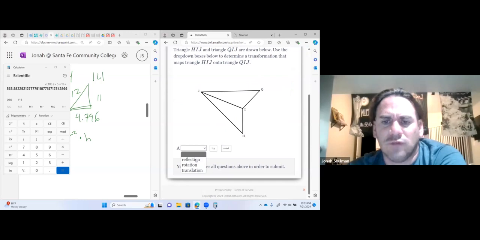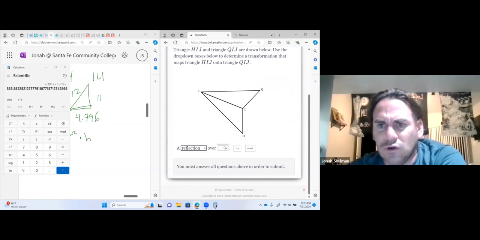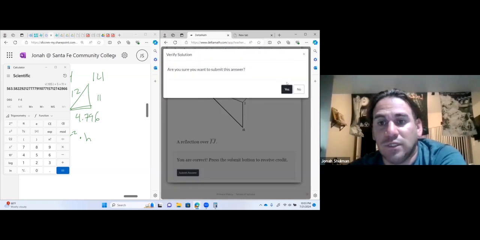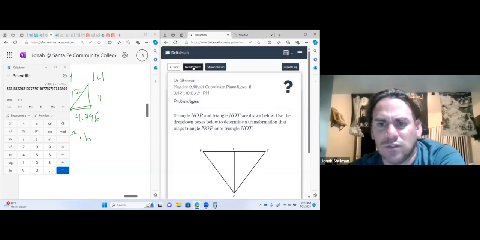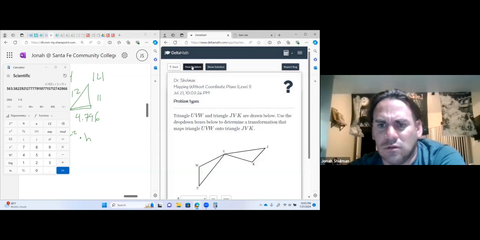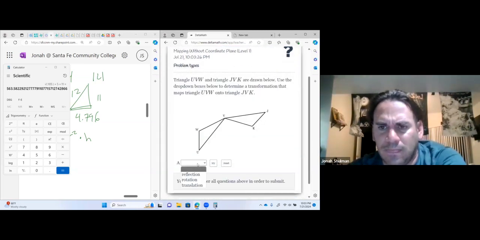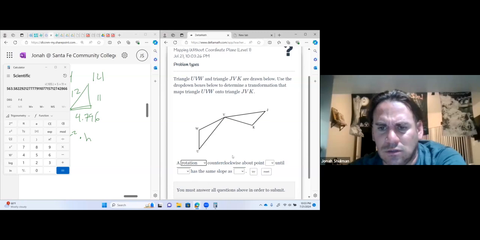All right, well, we can do the reflection one. So it's a reflection over line JI. Oh, and that's all we needed? Nice. Can we try one more rotation? Okay, here we go. Here's a rotation.